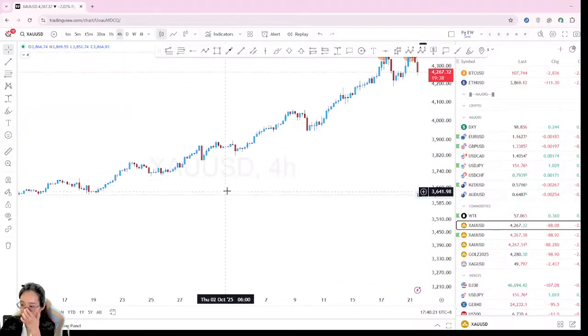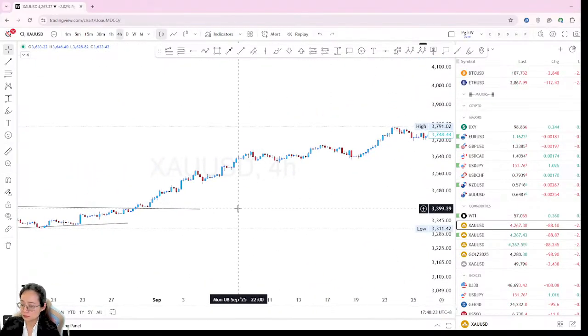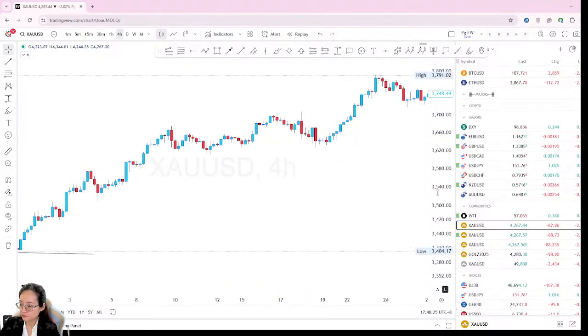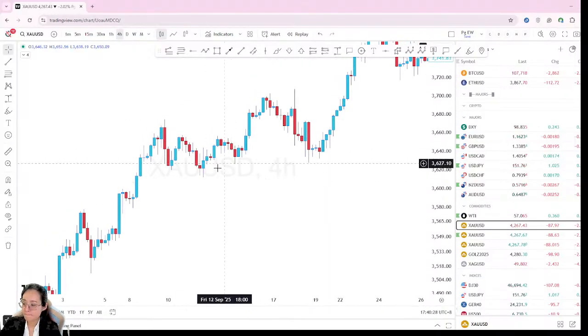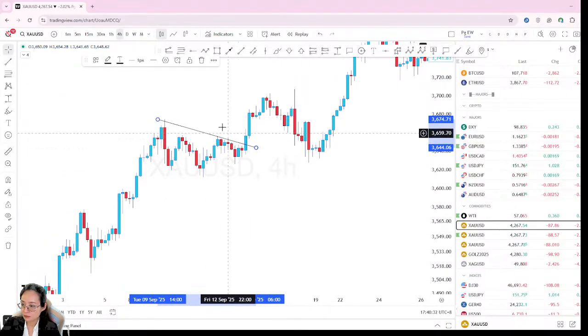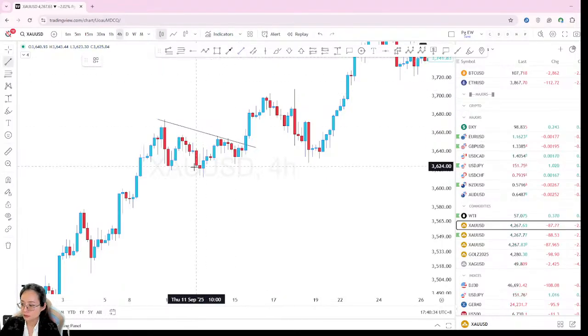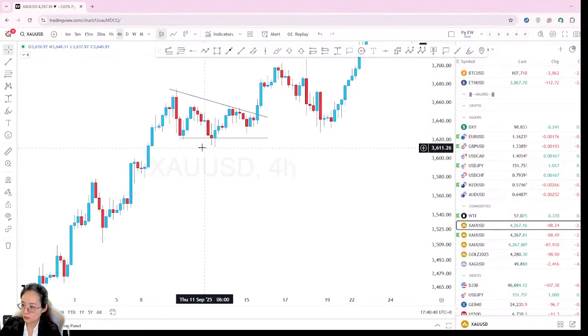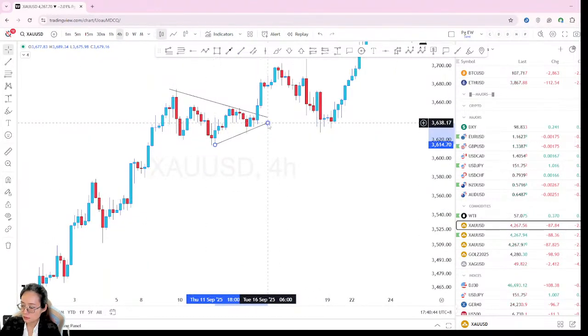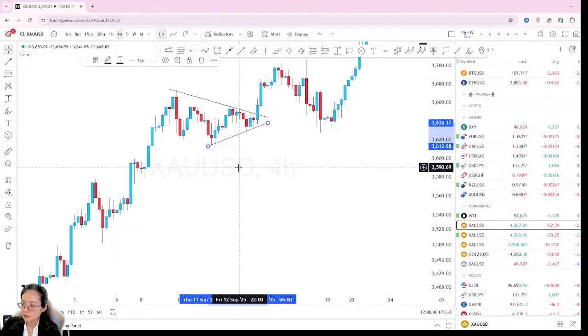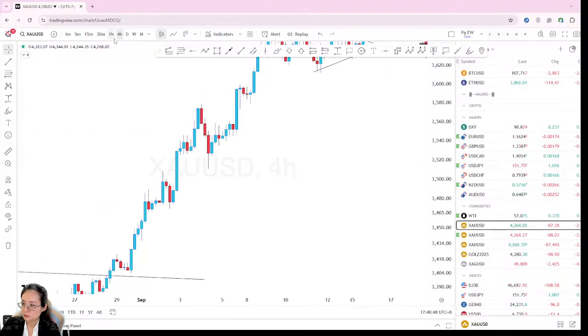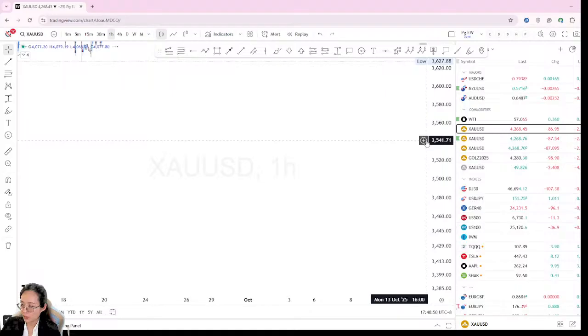Another one here, right? This one should be a triangle, or it looks like that. You can see that, right?